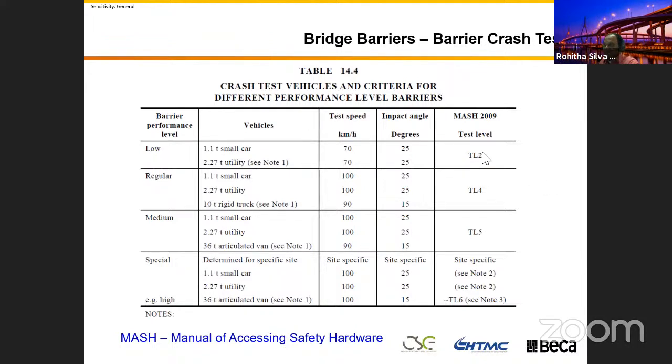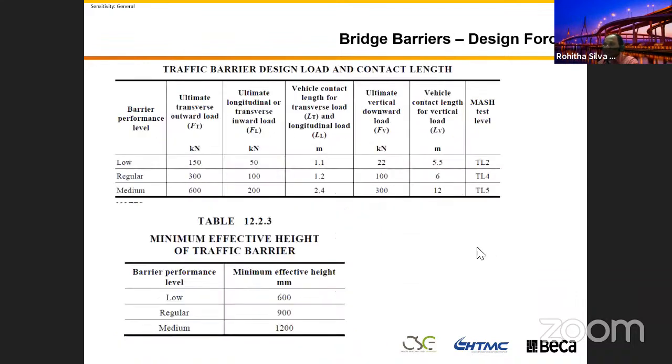They categorize the test levels, TL1, TL2, 4, 5, and 6. And then based on the test level or the performance level, they give you what sort of design force you need to design for. For example, if it's a low performance barrier, you have to design for 150 kilonewton force on the barrier. If it's regular, it goes to 300. If you go to medium, it's 600. You can imagine if you need to contain a big truck, you have to design for larger force. It's not like you contain a small vehicle, a small car.